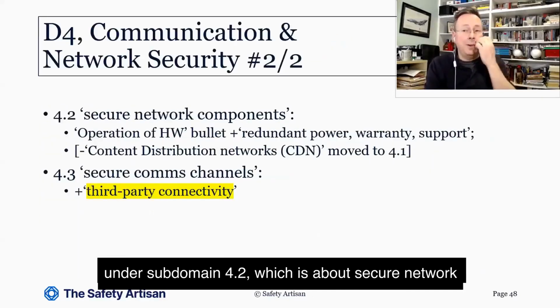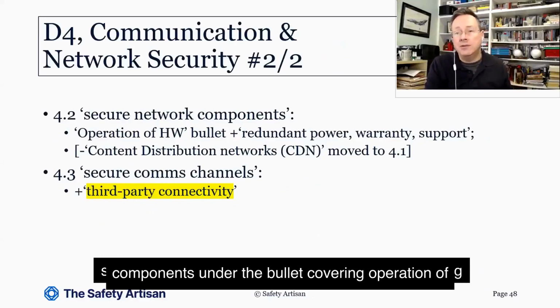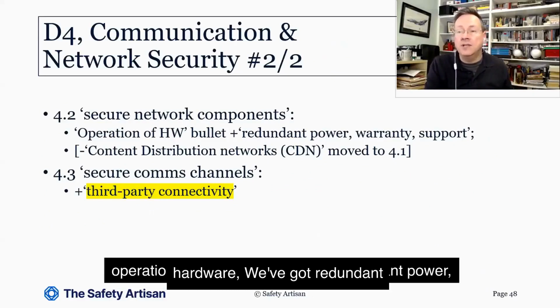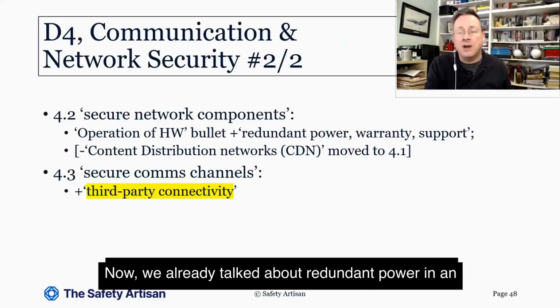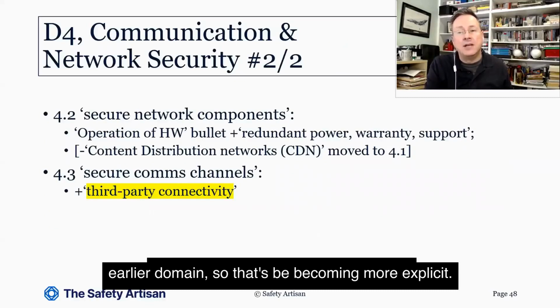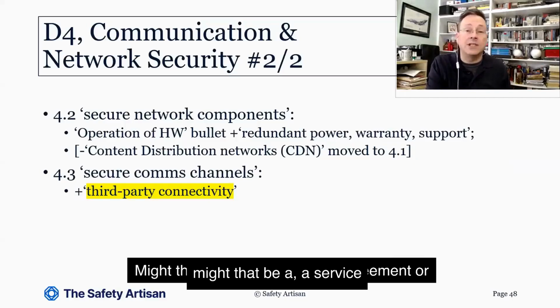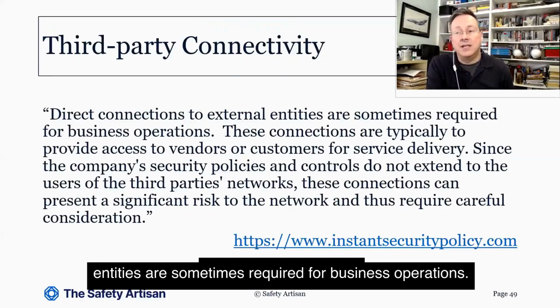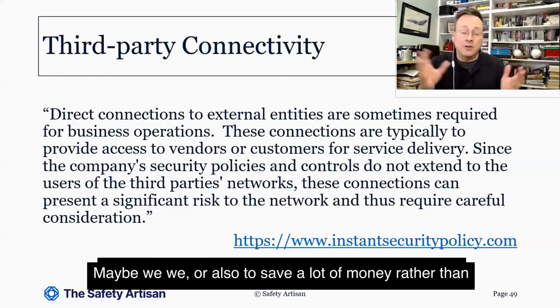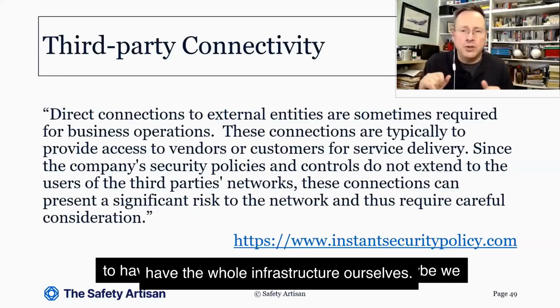Under subdomain 4.2, which is about secure network components, under the bullet covering operation of hardware, we've got redundant power, warranty, and support. Now, we already talked about redundant power in an earlier domain, so that's becoming more explicit. Might that be a service level agreement or something like that? Well, possibly we mean direct connections to external entities are sometimes required for business operations. Maybe, and also to save a lot of money rather than have the whole infrastructure ourselves.